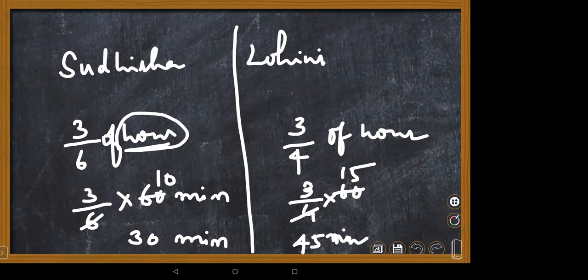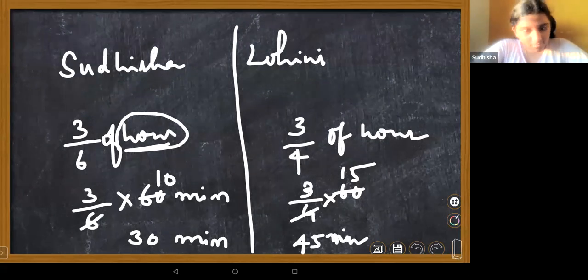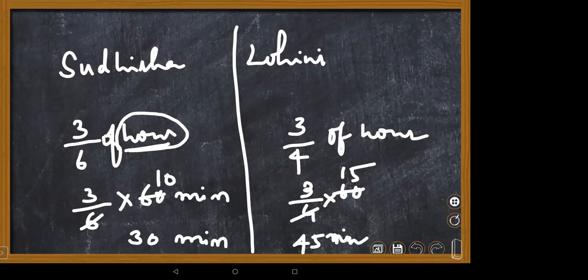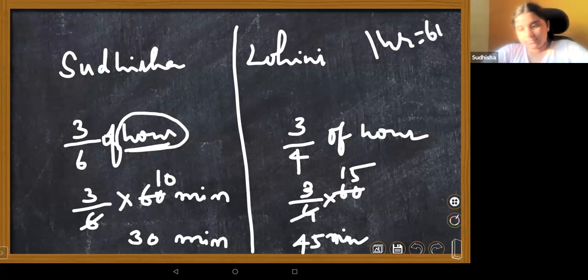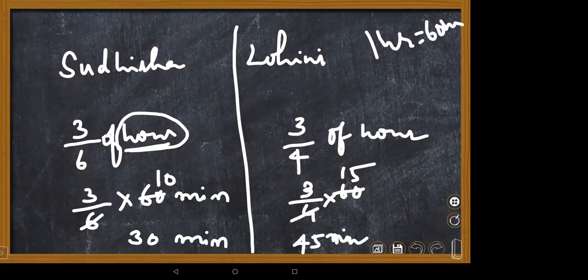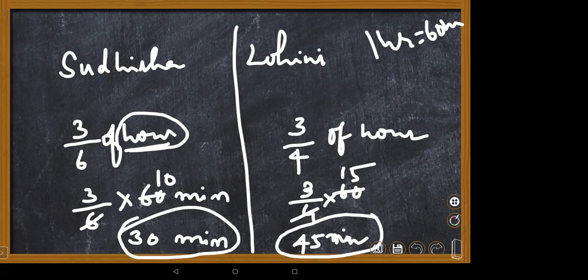No, ma'am. Sudisha did 3 by 6 of an hour exercise, and Lohini did 3/4 of an hour. So 1 hour is equal to how many minutes, children? 60 minutes. So 3/6 of 60 minutes, if I cancel, I get 30 minutes. The same way, if I simplify Lohini's, I get 45 minutes. Comparing these two, 30 minutes and 45 minutes, Sudisha did less exercise than Lohini. And sometimes they will ask how much more: 15 minutes more.